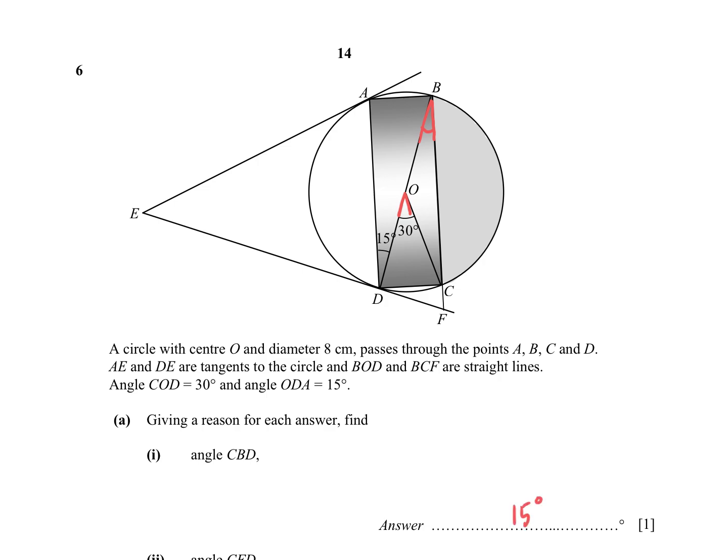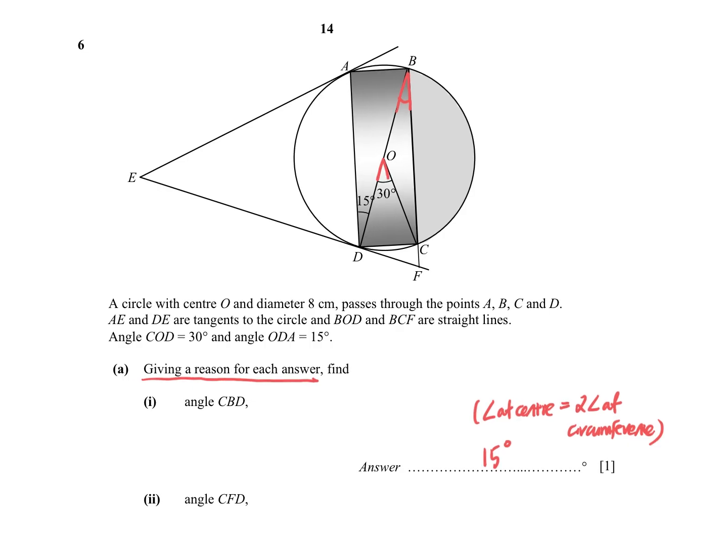You cannot just write 15 for me. They say give a reason for each answer. So you must tell me angle at center equals 2 times the angle at circumference. So it's not difficult, but you must be observant for circle properties. Okay, so after you know this is 15, go and write on the diagram so that you won't forget you have that angle. What about CFD? This tiny one here.